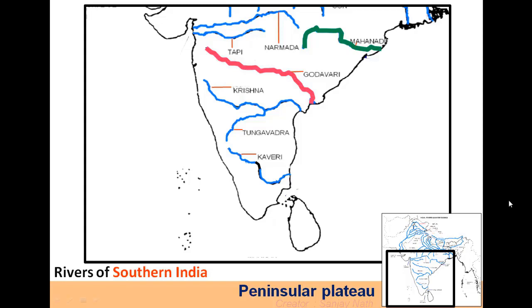Next is Krishna River, and the Tungabhadra River originates from Mahabaleshwar. The tributary of Krishna River originates from Gangamola in Western Ghats, and it flowed towards east and drained into Bay of Bengal. Next is Kaveri, also called the Ganga of southern India, originates from Brahmagiri in Western Ghats.